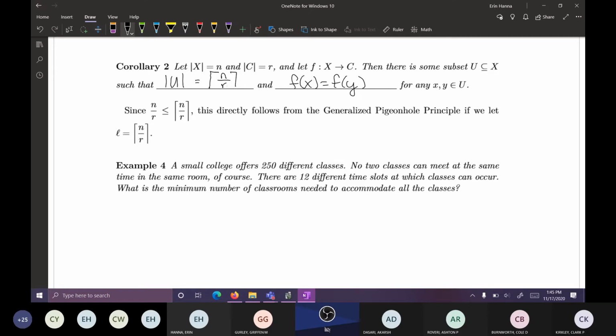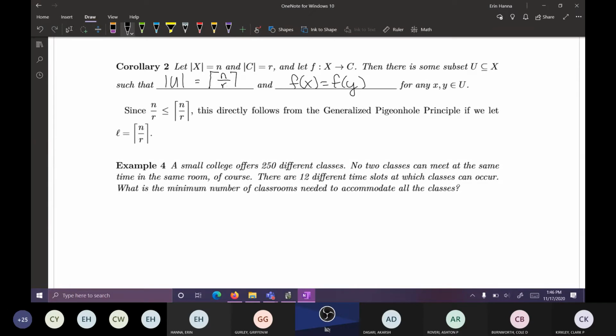So say, for example, we have this example 4: a small college offers 250 classes, no 2 classes at the same time in the same room, of course. And there are 12 different time slots for which each class can occur. What is the minimum number of classrooms needed to accommodate all the classes? So of course, there's 12 time spots and there's 250 classes. So how many classes must run at the same time? How many classrooms do we need?